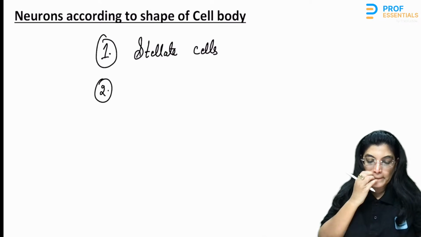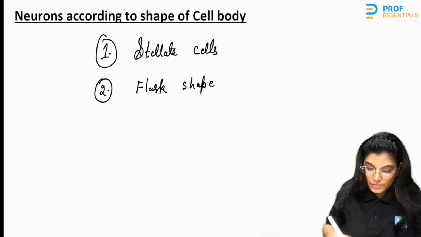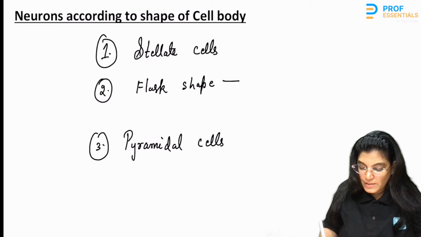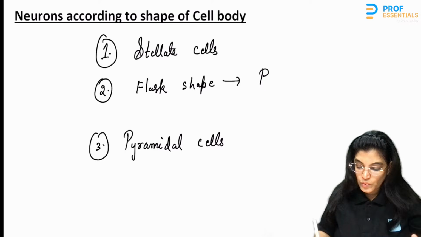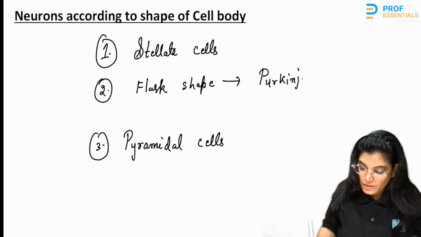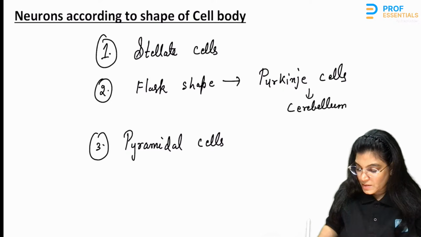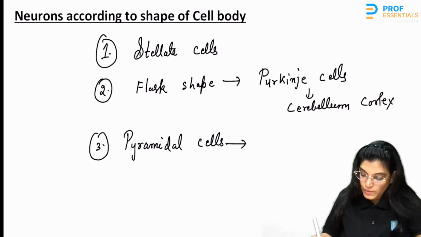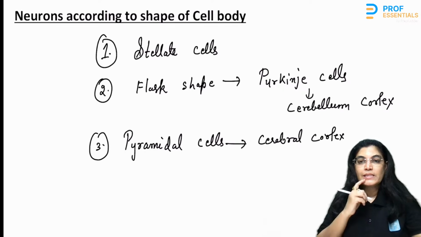We will have flask-shaped cells. We will have pyramidal cells. Flag-shaped cells, as I have shown you in the high power view, are Purkinje cells of the cerebellum cortex. Where is it present? It is present in the cerebellum cortex. And pyramidal cells, which I have also shown you in large view, are present in the cerebral cortex.